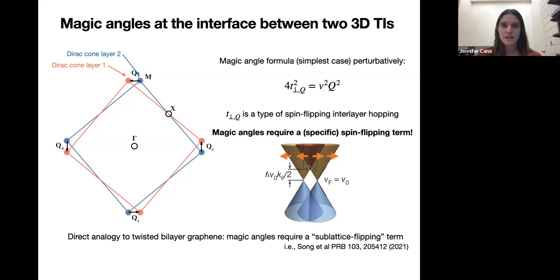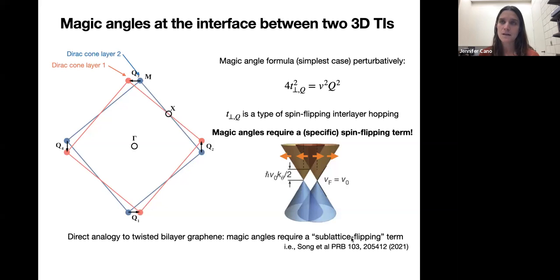And what we know from studying the chiral limit of twisted bilayer graphene is that you can only realize flat bands if your interlayer hopping flips sublattice. If you have only the same sublattice hopping, then you can't realize flat bands. So this was explicitly pointed out in this work. So now, since our Dirac cones are made of spin, the same logic holds, and we can only realize flat bands if we have interlayer hopping that flips spin.